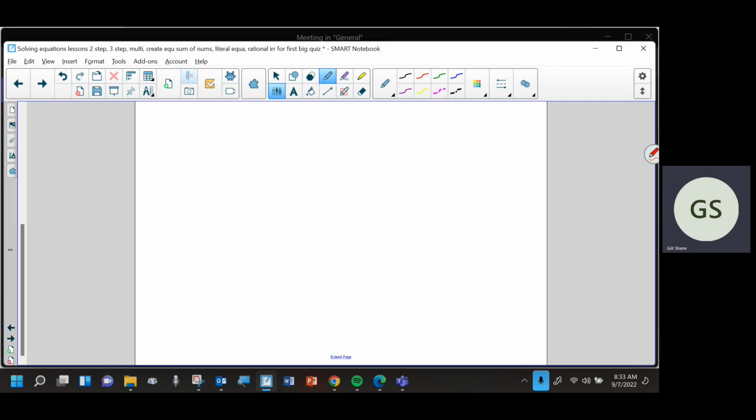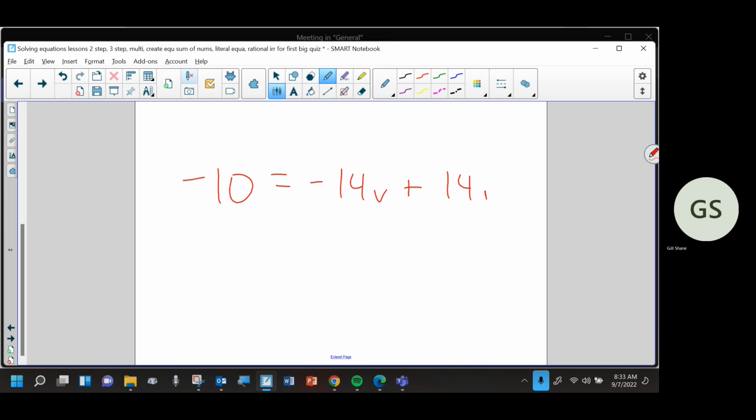So the problem is -10 equals -14v plus 14v. We still do the same process. We say, okay, do I have any like terms on the same side that I can combine? Absolutely, I've got v's, right? Same letter. If it had been numbers without variables, then I could have combined those.